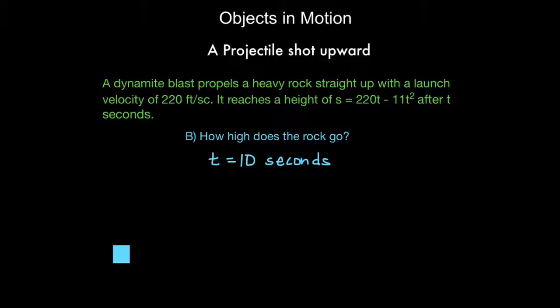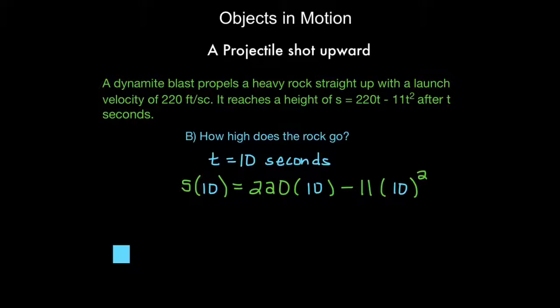But we're not trying to find the time when the velocity is 0, we're trying to find how high the rock goes, or in other words, the position. So we are given a position function based on the time t. Given that we know that it reaches its highest point at 10 seconds, we can use that, substitute 10 seconds in for t in the position function s, and I get 1100.